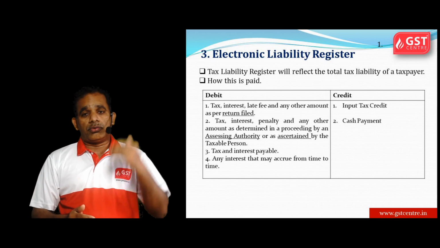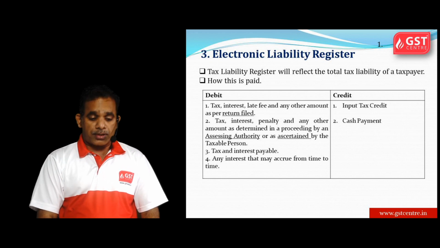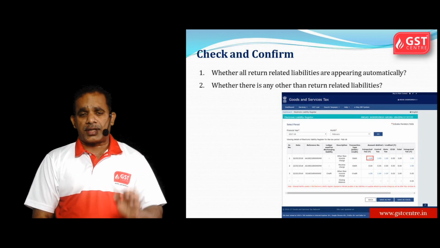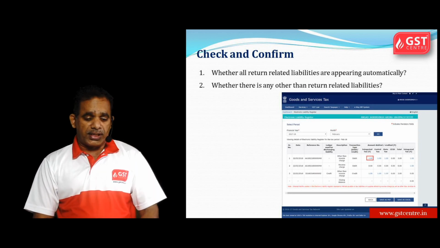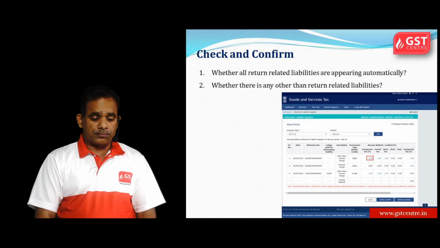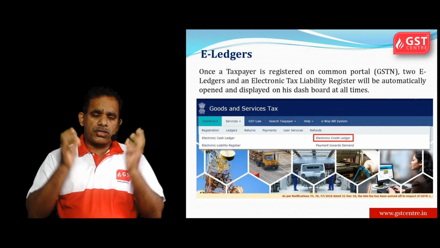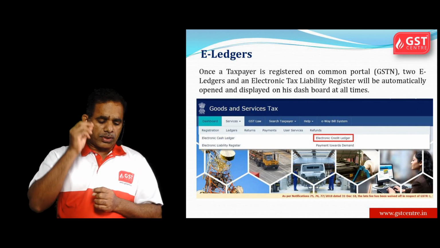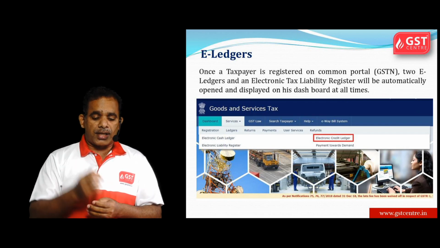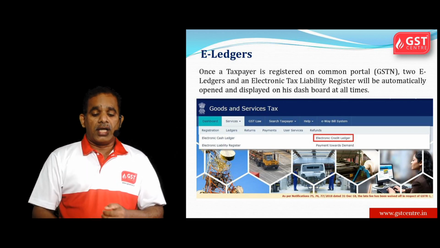Okay, so your liabilities can be paid through two modes. One is input tax credit and another is through cash payment. So you need to check whether all your liabilities are appearing automatically in your electronic liability register, and please check whether any other liability amounts are reflecting. Then, where can you access the e-ledgers? Once you log into the GST Common Portal, you can click on Services. Under Services, you can click on Ledgers, and under that you can see electronic cash ledger, electronic liability register, and electronic credit ledger.